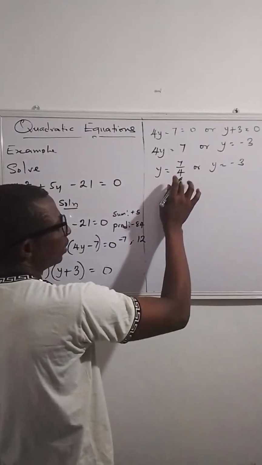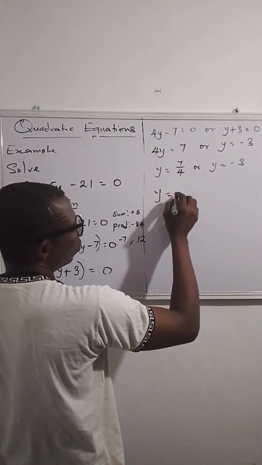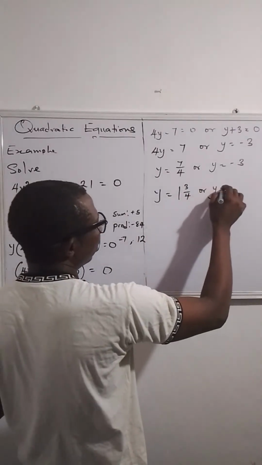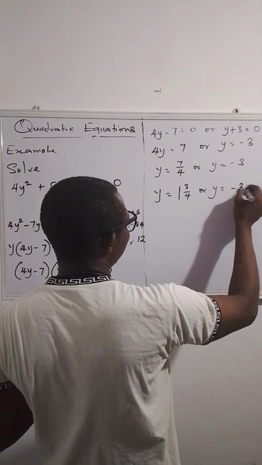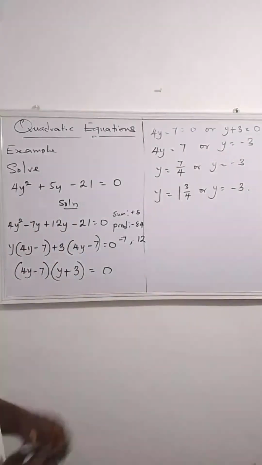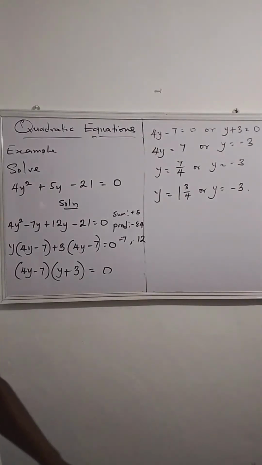So you can break this one down. You have y equals 1 whole number 3 over 4, or y equals minus 3. Okay, so that is the answer to this question. All right, now let's move down to another interesting question.